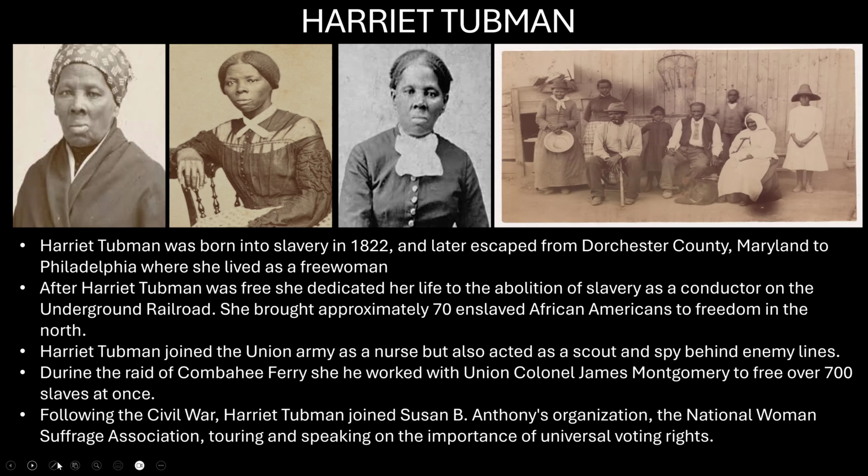Harriet Tubman joined the Union Army as a nurse, but also acted as a scout and spy behind enemy lines. During the raid at Combahee Ferry, she worked with Union Colonel James Montgomery to free over 700 slaves at once. Following the Civil War, Harriet Tubman joined Susan B. Anthony's organization, the National Women's Suffrage Association, touring and speaking on the importance of universal voting rights.